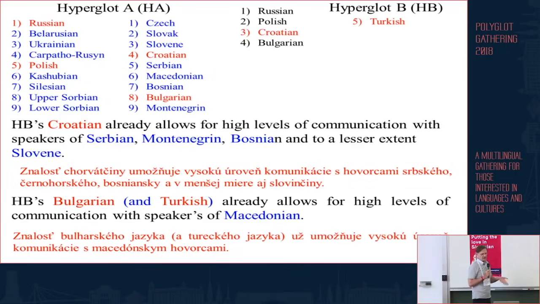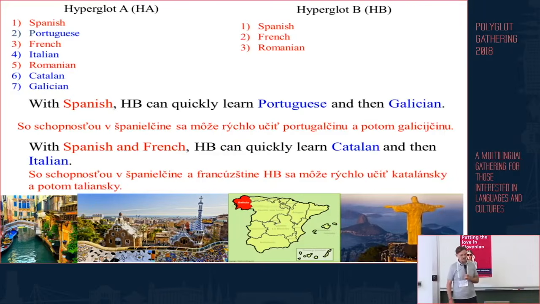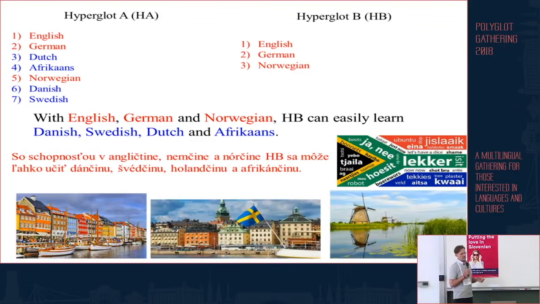So Polyglot B decides that she is going to increase her numbers. You can see, for example, with Croatian, you understand pretty well the other languages in the former Yugoslavia. And then Turkish will actually help with Bulgarian and Serbian. Then go to the Romance languages. Polyglot B has Spanish, French, and Romanian. Now it's picking up Portuguese and Galician and Catalan and Italian. And then going to Germanic, Polyglot B has English, German, Norwegian, Dutch, Afrikaans; Danish and Swedish start to become easier.